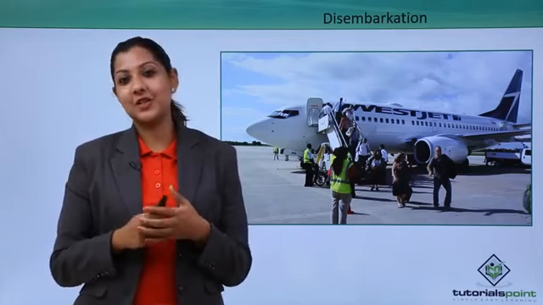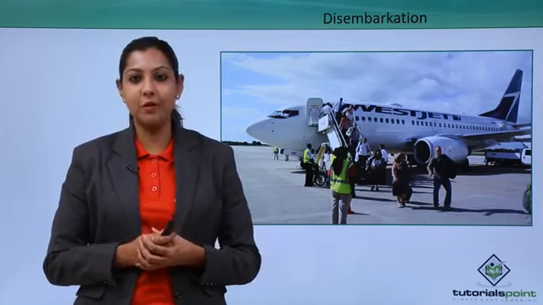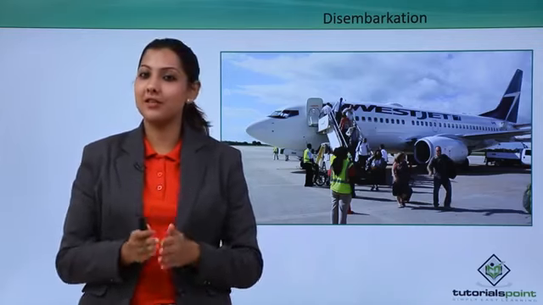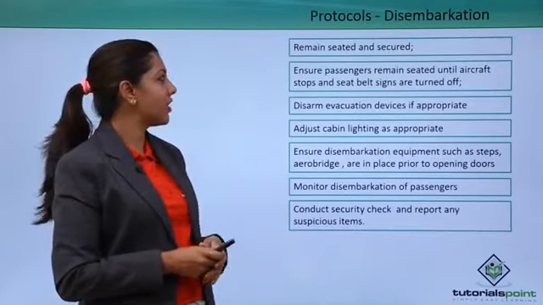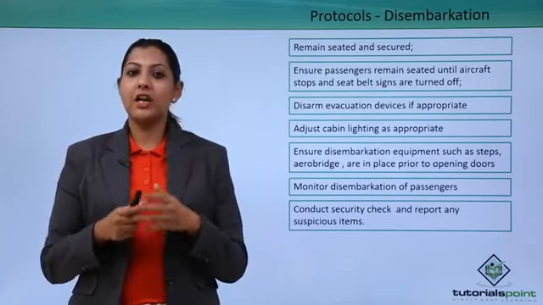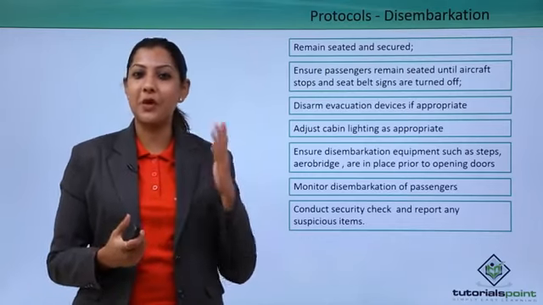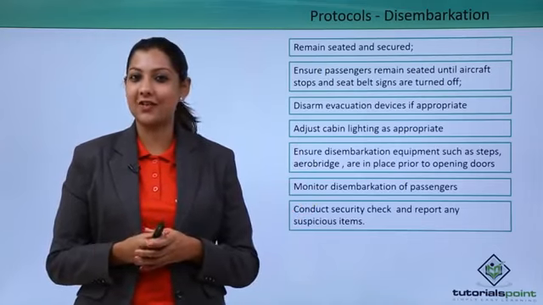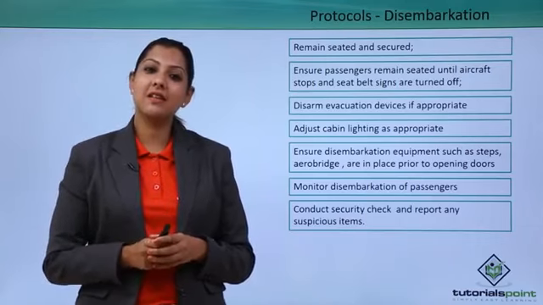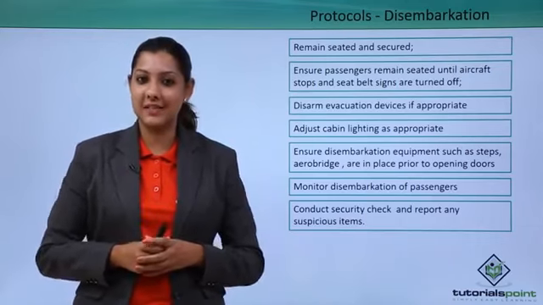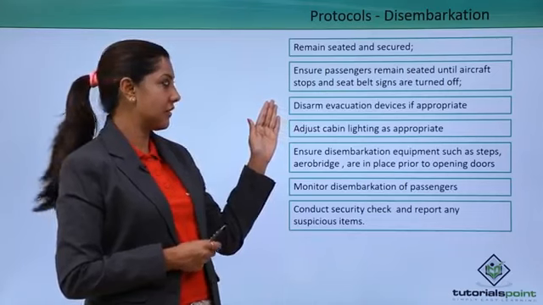When you have landed at your particular destination, the disembarkation procedure will happen now. For disembarkation also there are certain protocols which a crew needs to follow. Let's look at what they are. So protocols for disembarkation, you need to remain seated and secure. Now what happens is generally when a flight lands at a particular destination, immediately the passengers start getting up, they open the overhead bins, they start taking out their luggage, etc. You need to ensure that an announcement is made that passengers need to remain seated till the time the switch off button of seat belts is put off. So they need to be seated that time. Ensure that they remain seated till the time the seatbelt signs are turned off.